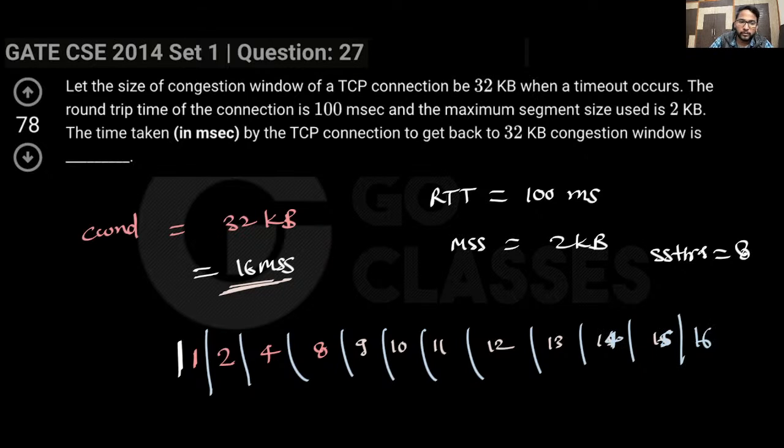Cool. So number 14 was missing, and that's why the total is 11. So the RTTs you are taking is 11, and you can solve this question. 11 RTT means 11 into 100 milliseconds, right? So it means 1100 milliseconds.